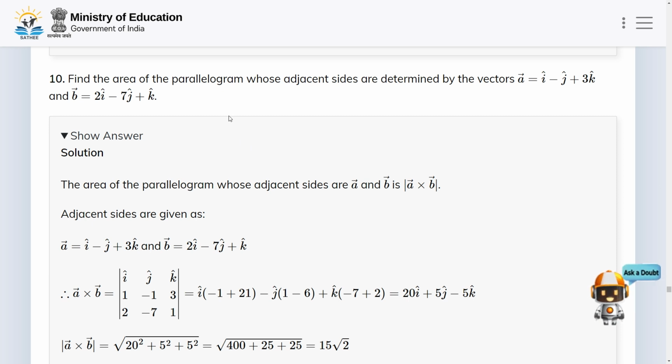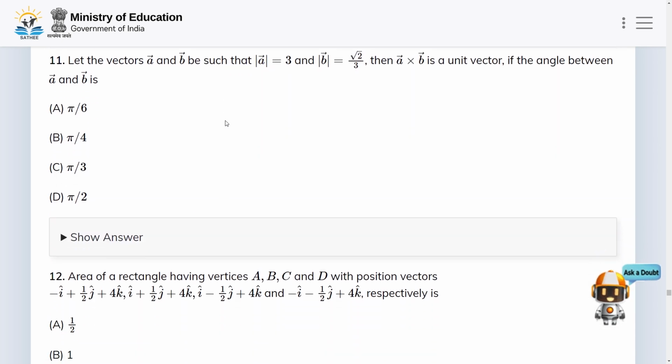Now 11th problem. Let the two vectors A and B be such that the magnitude of A is equal to 3 and the magnitude of B is equal to root 2 by 3. The cross product is a unit vector. This means the output for A cross B will be a unit vector, so its magnitude must be 1. You have to find the angle between A and B.